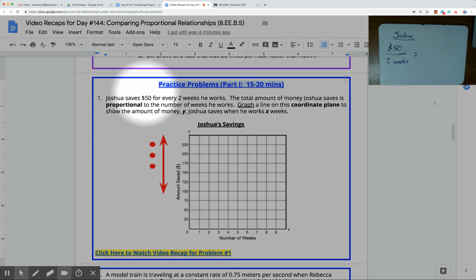Practice problem number 1 tells us that Joshua saves $50 every 2 weeks he works. I'm going to highlight that as that's really the key piece of information we're going to end up working with. It says the total amount of money Joshua saves is going to be proportional to the number of weeks he works. And our goal, our job, which I'm going to highlight as well, is to graph a line on the coordinate plane to show the amount of money Joshua saves when he works 8x weeks.